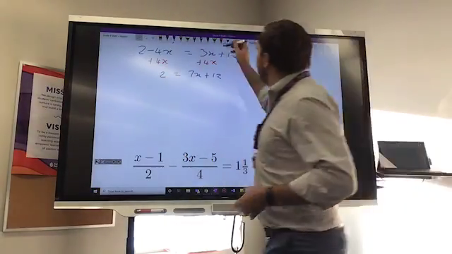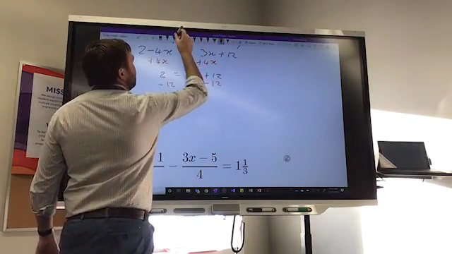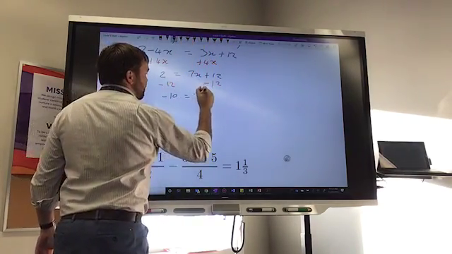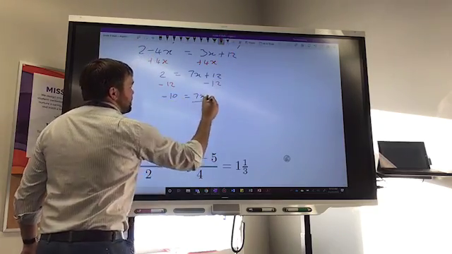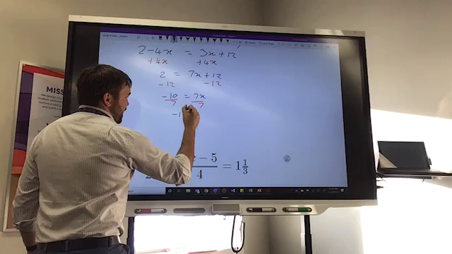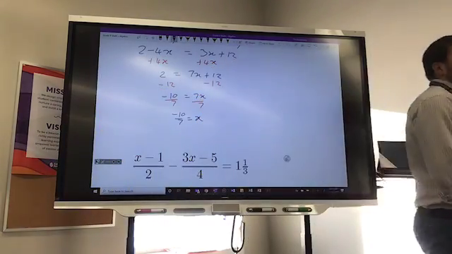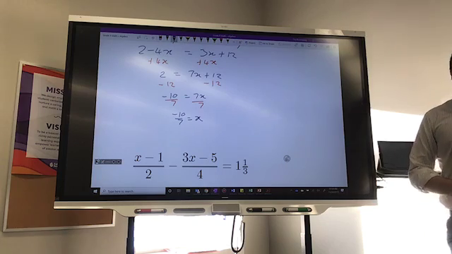Good. Take 12 to get the numbers all on one side. Negative 10 equals 7x. Divide by 7, divide by 7. Negative 10 on 7 equals x. Or you could write x equals negative 10 on 7 if you like seeing x on the left.